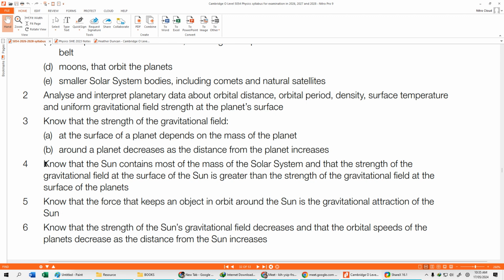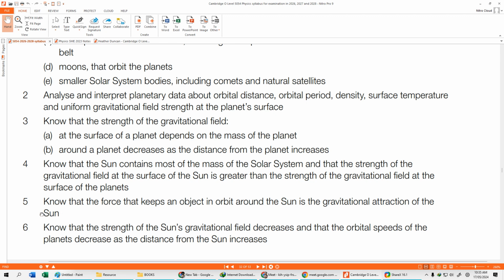Number 4, know that the sun contains most of the mass of the solar system, and that the strength of the gravitational field at the surface of the sun is greater than the strength of the gravitational field at the surface of the planets. Of course, the sun is the most massive object, it has the strongest pull compared to anyone.